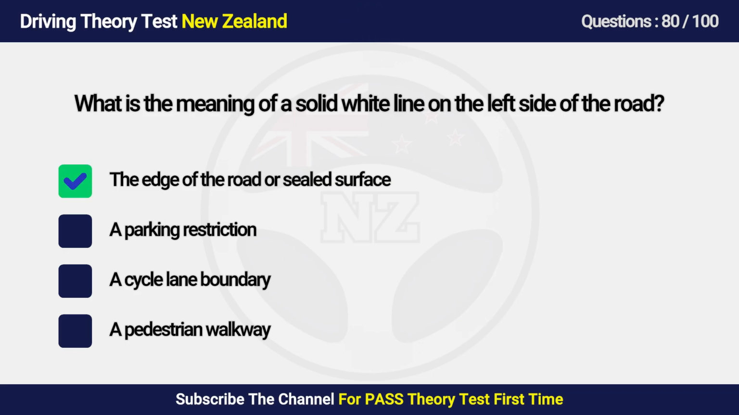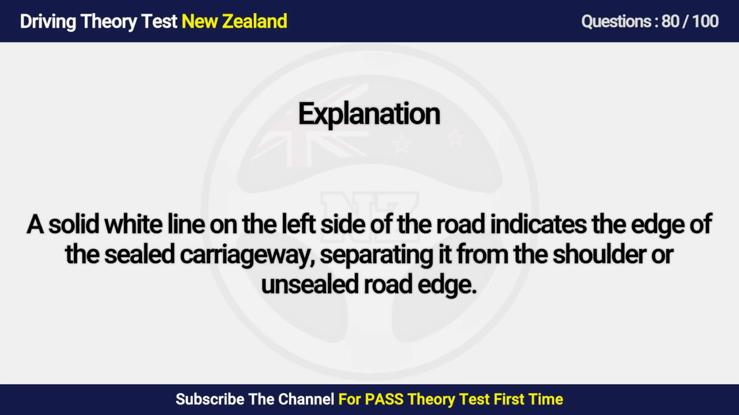Answer is A. The edge of the road or sealed surface. A solid white line on the left side of the road indicates the edge of the sealed carriageway, separating it from the shoulder or unsealed road edge.